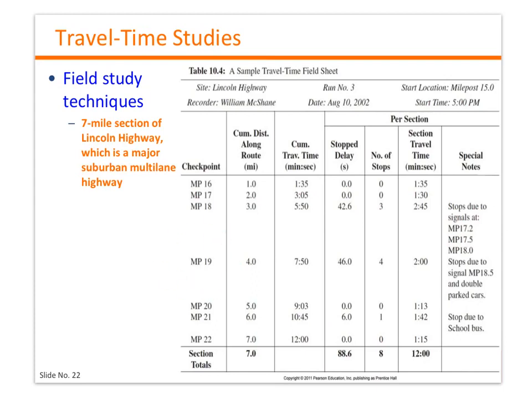Now we go to mile post 19. Again we have the cumulative distance. By the time we reach mile post 19, at 4 miles, the cumulative travel time is 7 minutes and 50 seconds. The stop delay for this section is 46 seconds. We had 4 stops. The explanation for that 46 seconds of delay is stops due to the signal at milepost 18.5 and double parked cars. If there are double parked cars, the test car has to stop or at least slow down, and that also causes some delay all the way to milepost number 22.